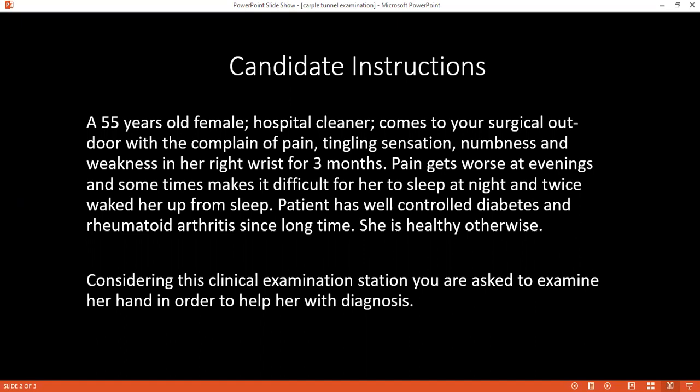Okay. If you have read and understood, considering a clinical examination station, kindly begin now. Good evening. Yes, begin. Good evening.